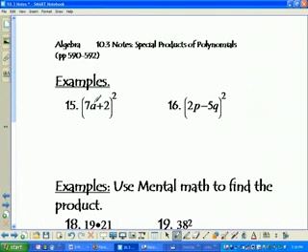Here we go. This is what I was talking about. So I'm not going to show any work. I'm just going to use what I know. 7a plus 2, the quantity squared. Well, the first term is 49a squared. Since there's a plus sign here, plus double the product: 7a times 2 is 14a. Double that, I get 28a. Plus the last term squared is 4.